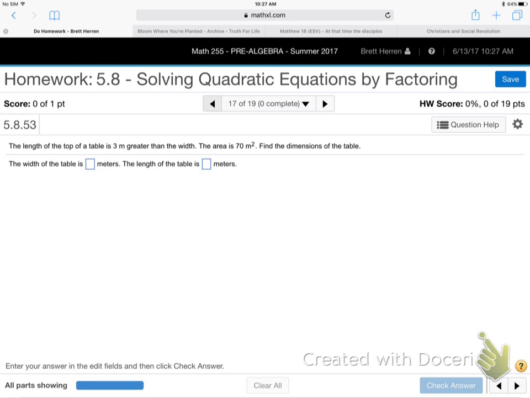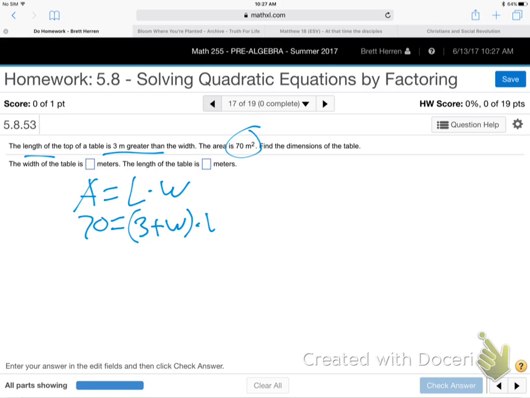So we're doing okay. So area is length times width. It says area is 70. 70 is length times width. What does it say? The length is 3 more than the width. So what do you put in for length? 3 plus W, or W plus 3. Either way, doesn't matter. 3 more means 3 added. Good so far?